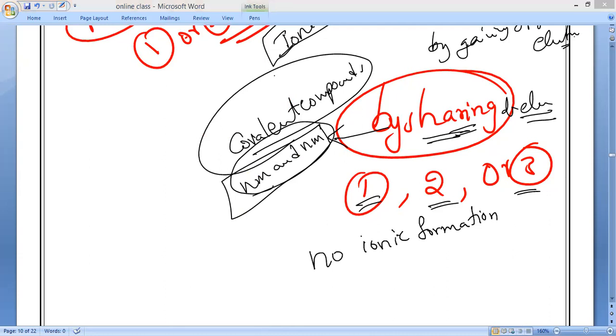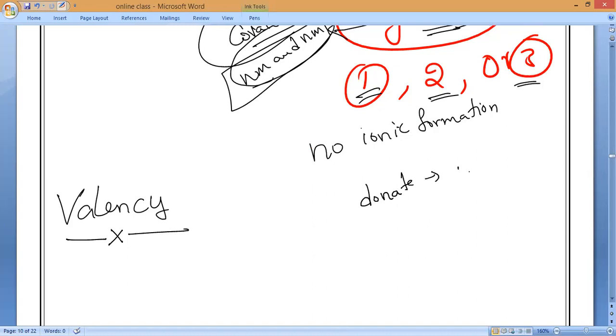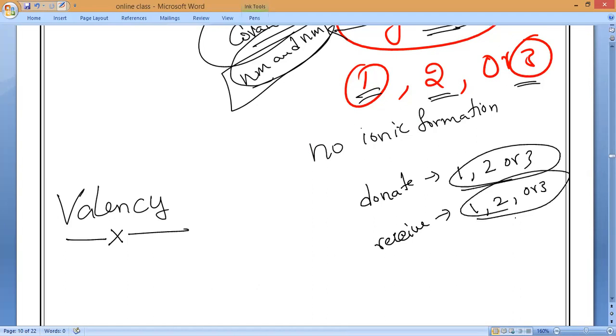Now, from this, I want to develop a concept called valency, which most of you are already very familiar with, I think, but still I want to teach you. Valency is the most important concept, and valency of ions also. So, let us discuss what this valency is. Someone can donate a maximum of 1, 2, or 3 electrons. In the same way, how many can receive or accept? Everyone tell me, 1, 2, or 3. So donating or receiving, this is the capacity.